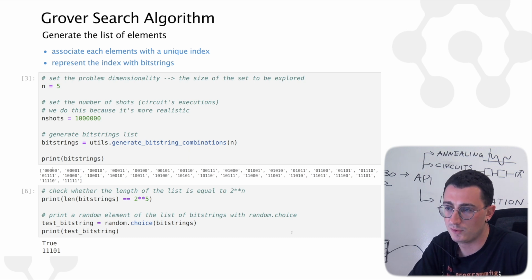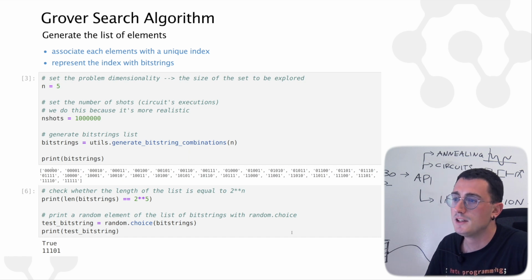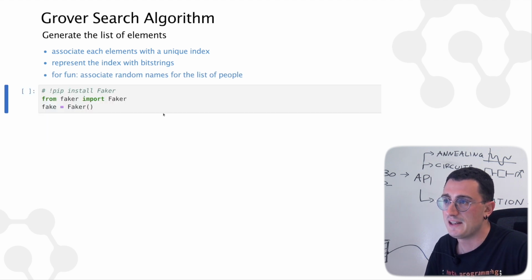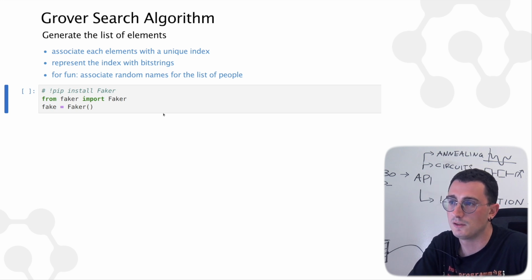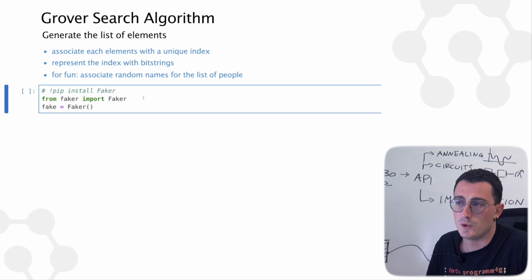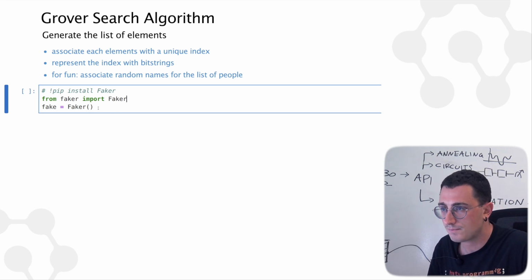Now, since we are discussing people, I would like to make it a bit more fun by also associating some names to these people. We can do it, for example, by using the faker package. This is a Python package, thanks to which we can generate fake names. So we are not referring to real people here. You can do that, or you can also not do that. I mean, it's the same. It's just for the sake of having some name associated to the numbers.